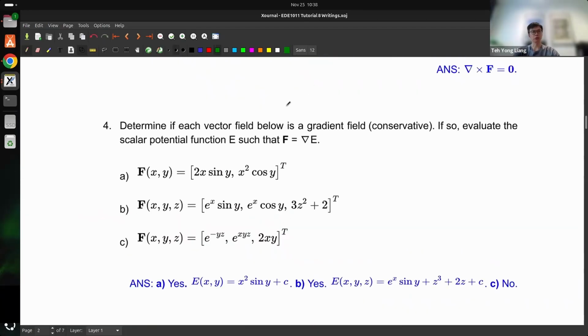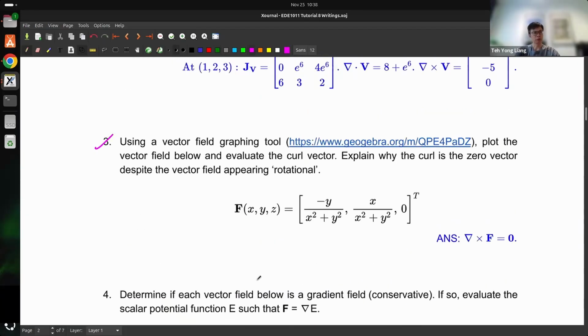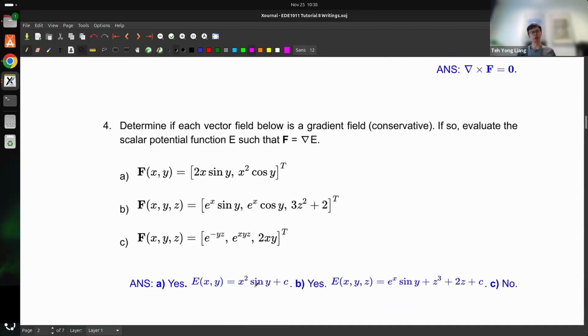So this is for question 3, which I've gone through. Question 4, do I need to do it or not? Because question 4 is very similar to the lecture examples. Basically, just make sure that the field is conservative by having 0 curl. If the curl is 0, that means it's conservative. Then you just have to do the integration.